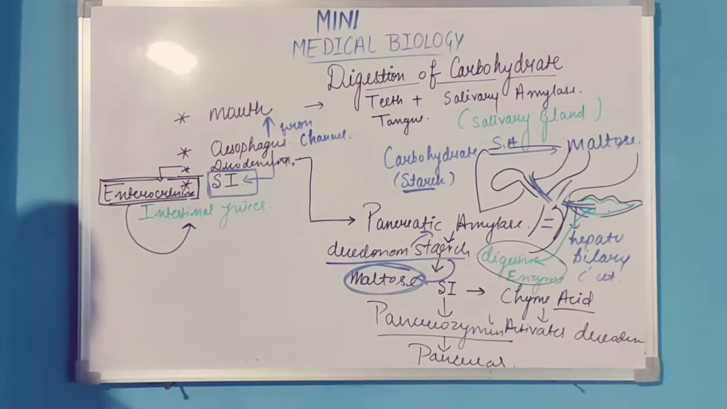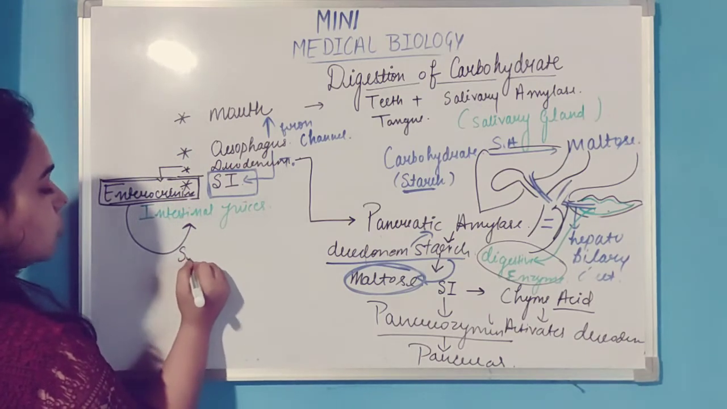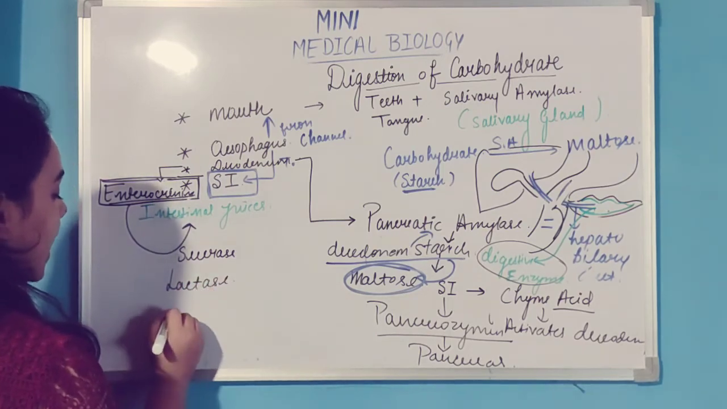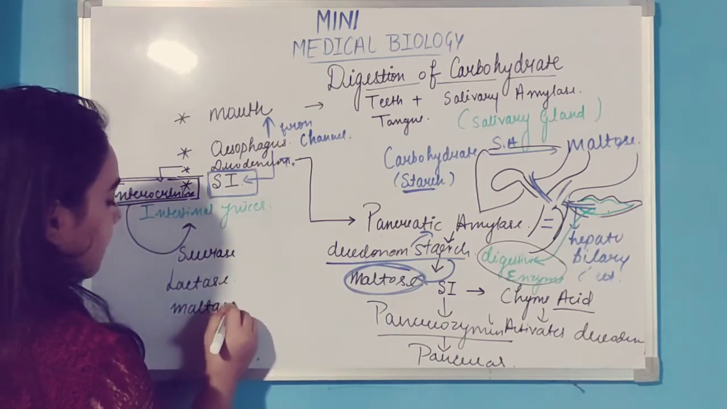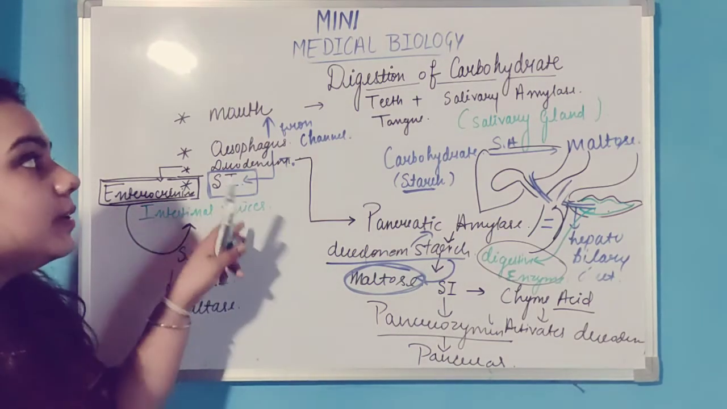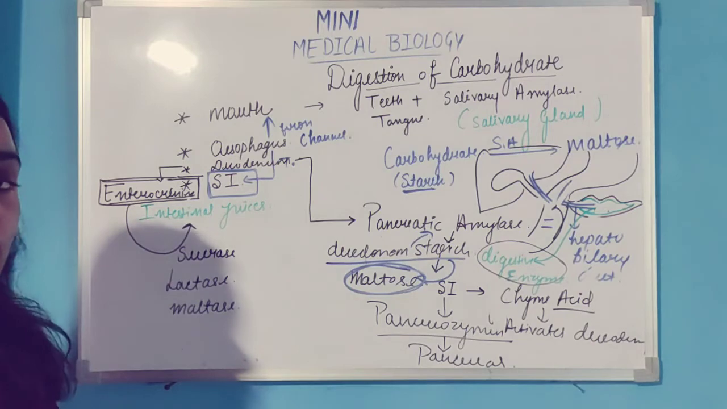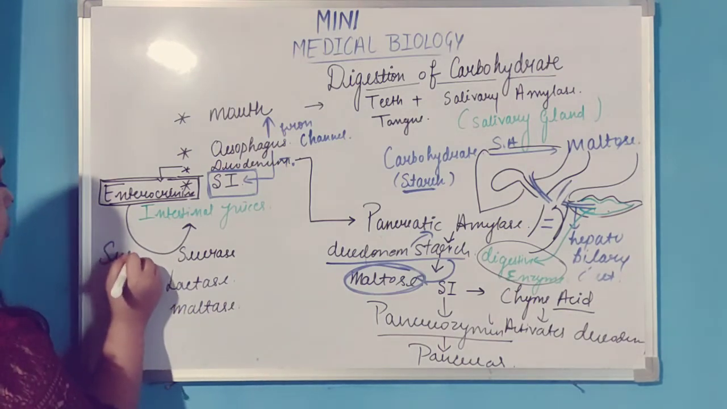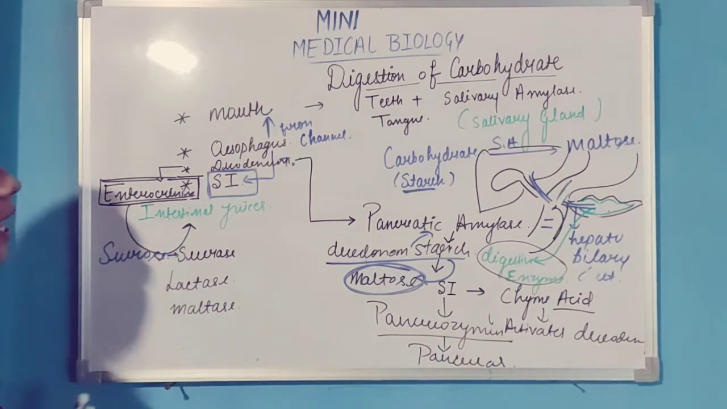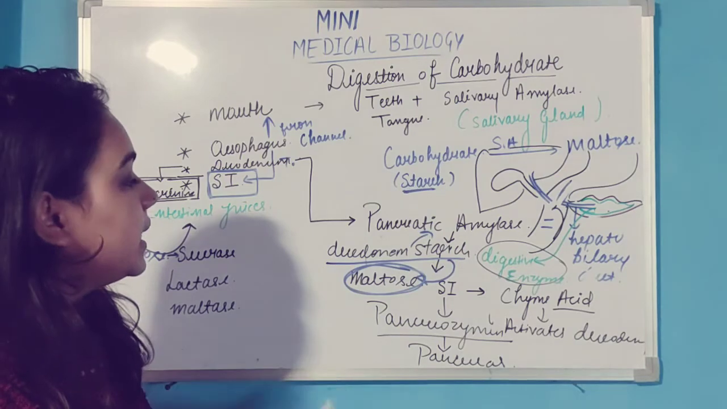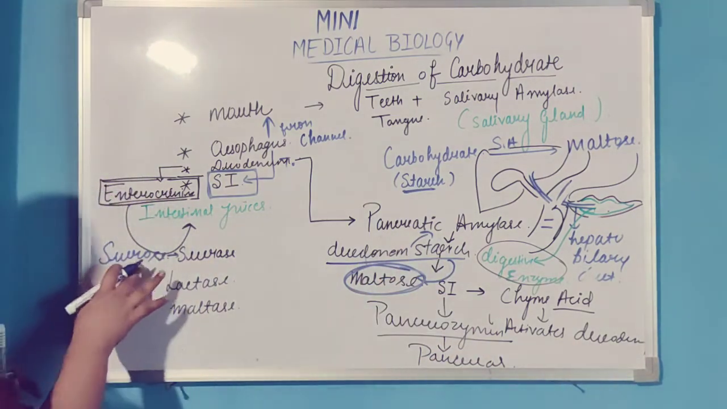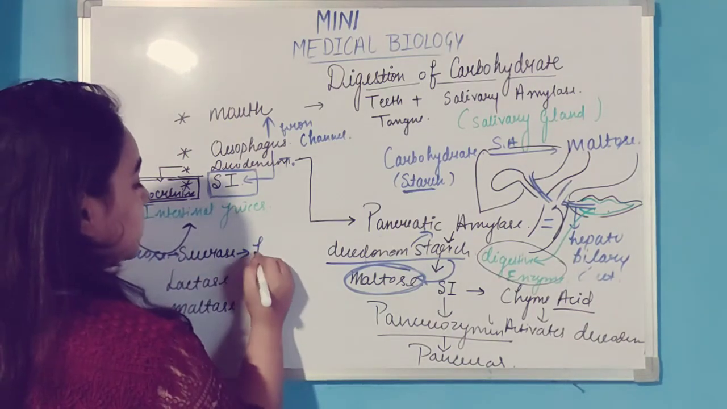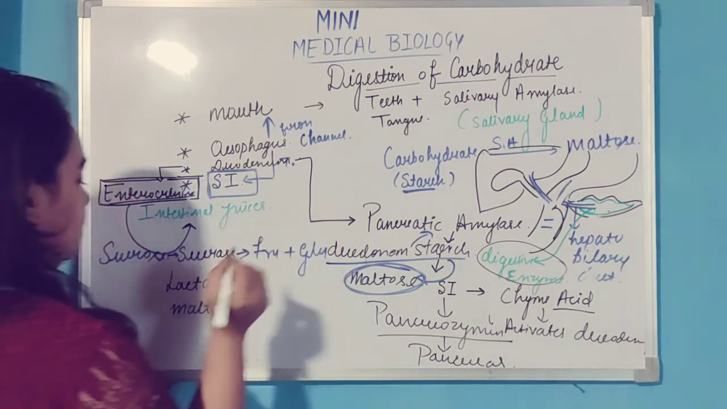Clear? So those intestinal juices are sucrase, lactase, and maltase. Okay, so if the carbohydrate sucrose is present in your food, then the sucrase enzyme is going to act upon it. Sucrose is a disaccharide unit which cannot be degraded by the pancreatic amylase, and that sucrose, by the action of sucrase enzyme, gets converted into two monosaccharide units, that is fructose plus glucose. Clear?